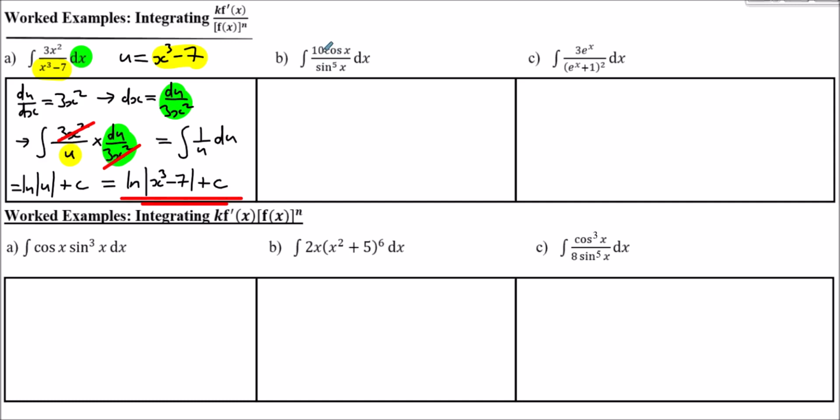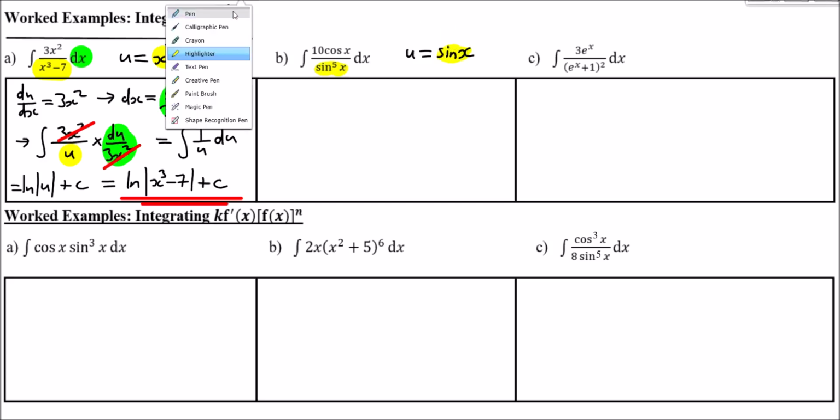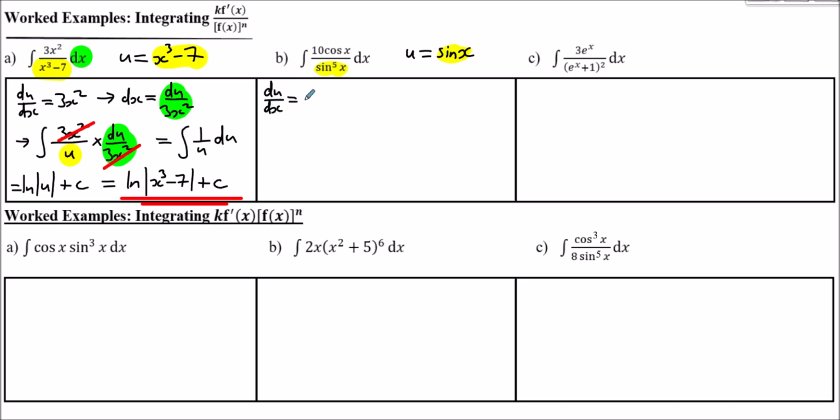This one. So sine to the 5x, what would that differentiate to? Well, the spot here is that sine differentiates to cos. Therefore, we can set our u to be sine x. So this one, we're going to go for u is sine x. So we need to take du by dx. Differentiate u with respect to x: sine differentiates to cosine. Rearrange to get it in terms of dx. dx, therefore, will be du all over cos x.